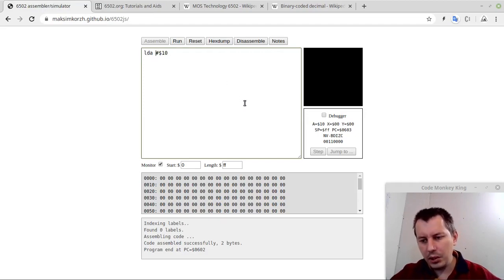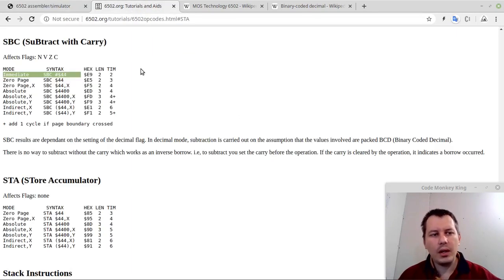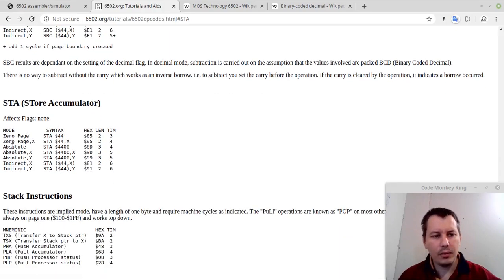In order to make sure that we're dealing with the immediate data, we need to use this hash symbol. So this tells us that the immediate data should be loaded to the A register. But in order to demonstrate the rest of the addressing modes, I will be sticking to this STA, to store the accumulator.